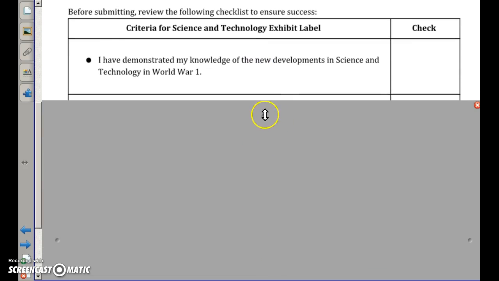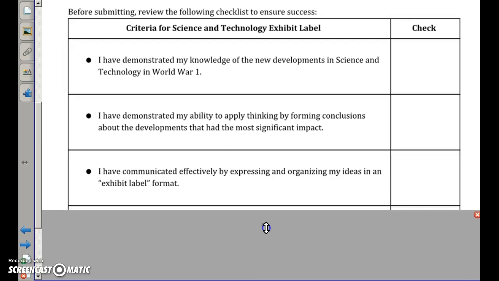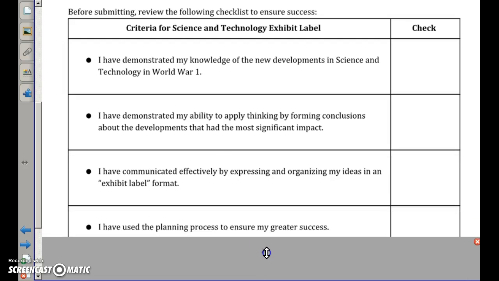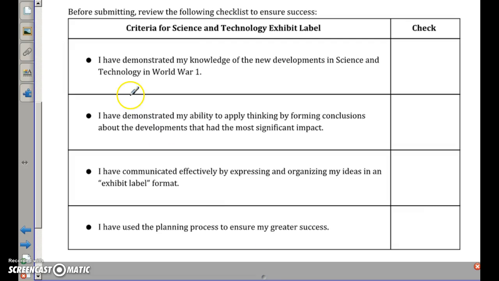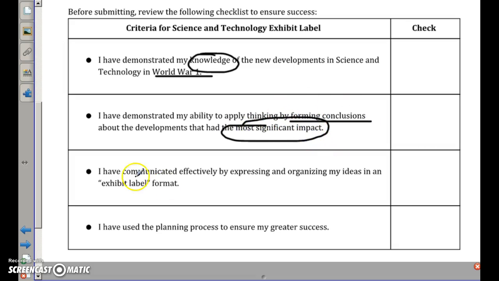So before submitting your research, your organizer, as well as your 3 exhibit labels, you need to make sure that it shows that you have knowledge of the new development with relation to World War I. You have to be able to think by forming conclusions about why this had such a huge impact, which means applying the criteria. And you have to basically meet all of the ideas, the success criteria for what makes an effective label. And the planning process is your sheet as well as the research sheet on your third object.